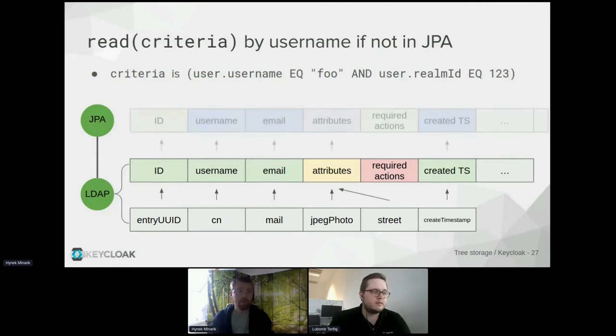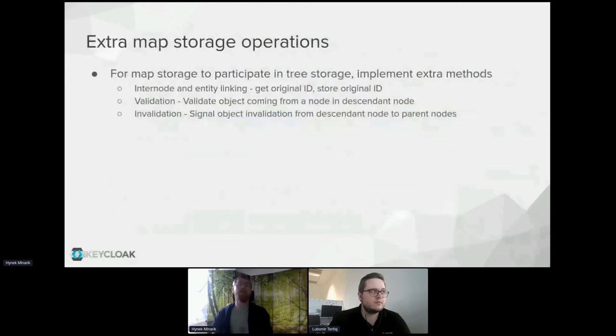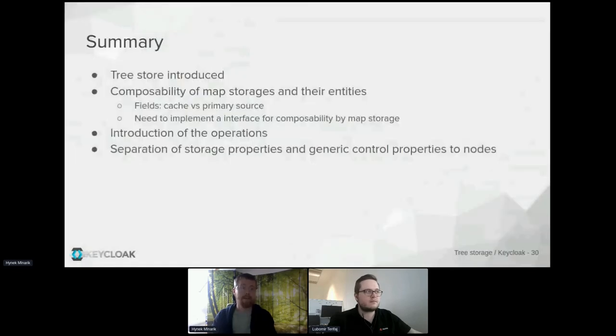I will probably skip this one as well because it's just a generalized example. Just let me quickly go to the summary. So in the map storage we need a few more operations that would keep the linking between the individual original and supplementing objects or caching objects, depending on the use. Some validation and invalidation. And basically, that's what is possible to fit into this presentation.